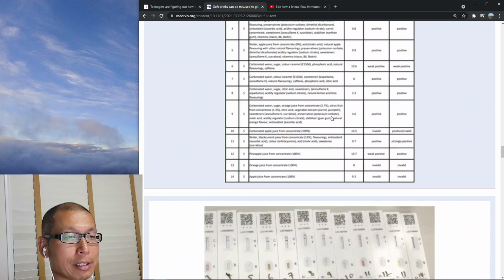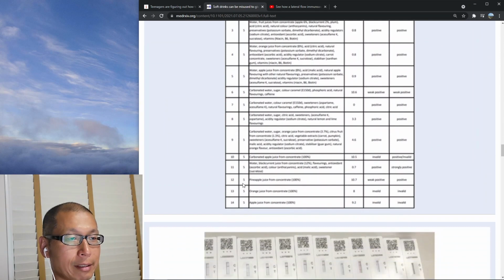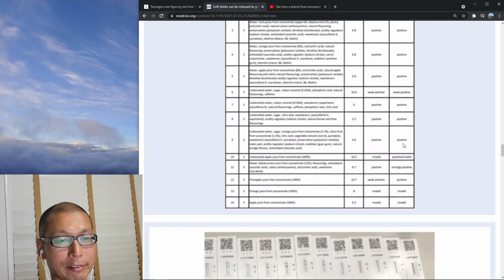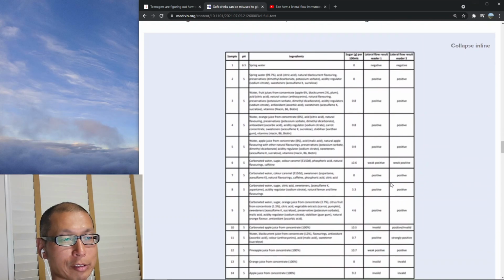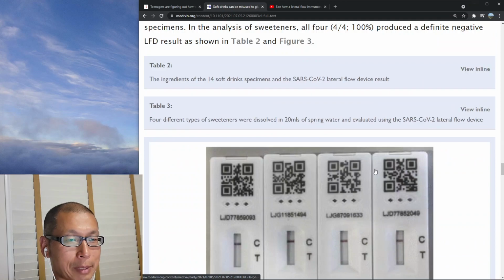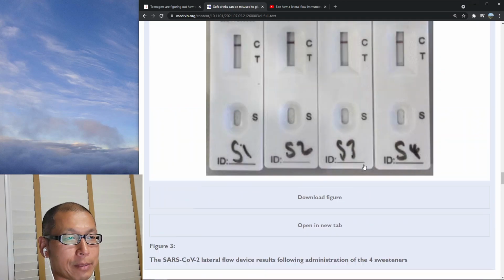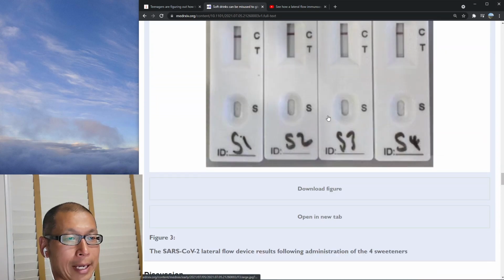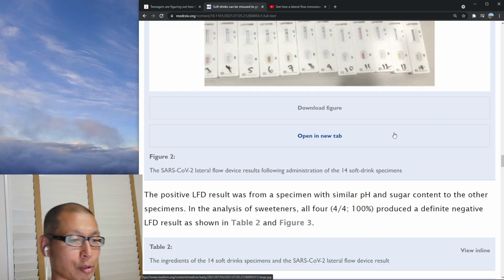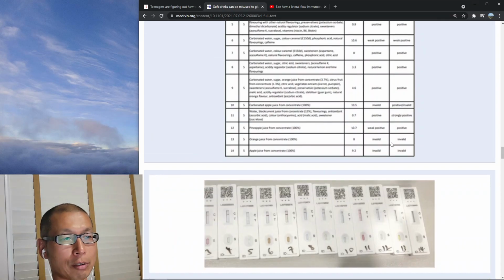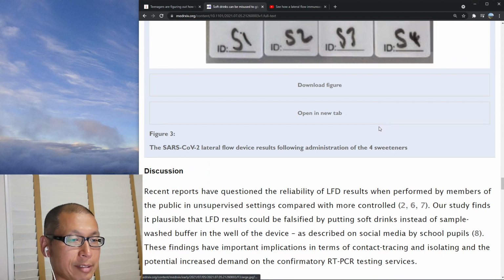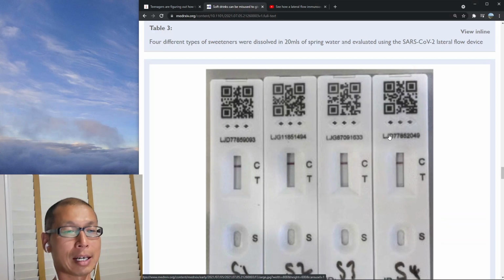They looked for a very simple thing. They tested the pH, and most of these are slightly acidic, a pH of 5. That did not correlate with the positive or negative test result, because there's a bunch of them that are pH of 5 but didn't have a positive result. So it's not just the pH. They also tried different kinds of sweeteners, and none of the sweeteners gave a positive result. So it's not the sugar or the NutraSweet or the Splenda. It's not the sweeteners alone, and it's not the pH alone.